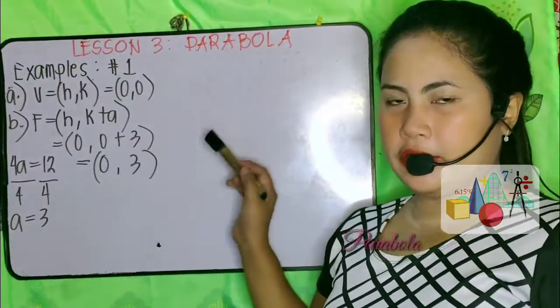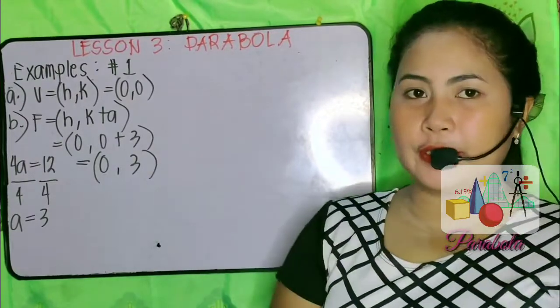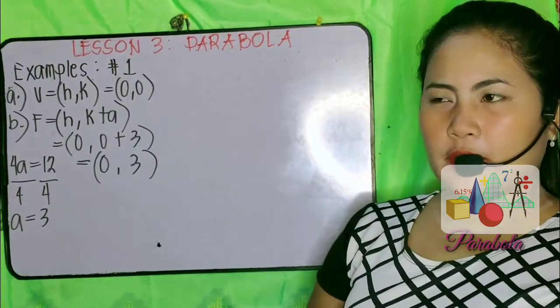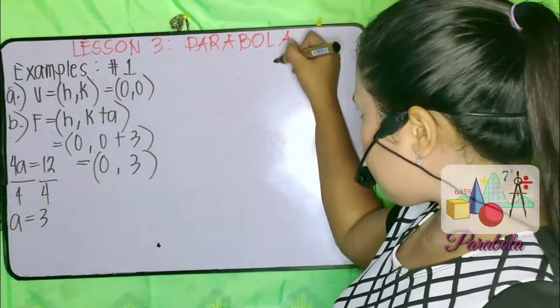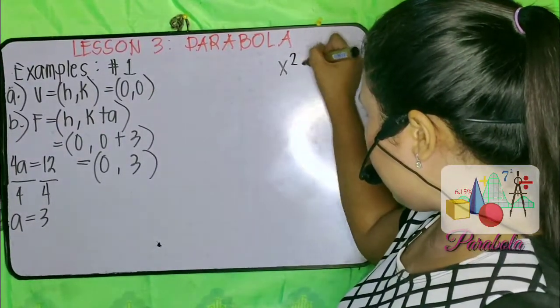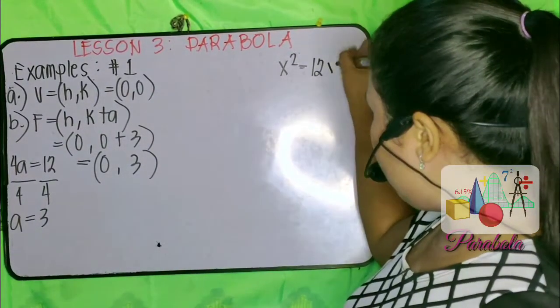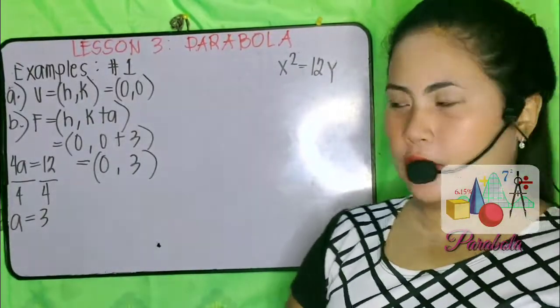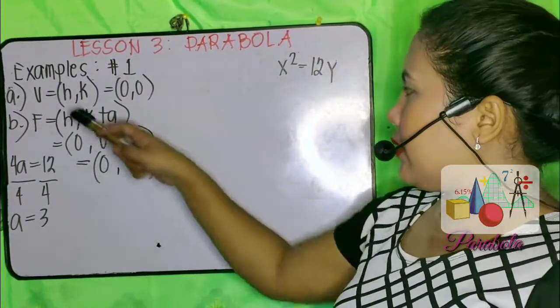So, inayos ko lang yung solution natin. So, again, ulitin ko po. Okay, so our given equation is x squared equals 12y. So, here's our given equation. Okay, so then here's our vertex.